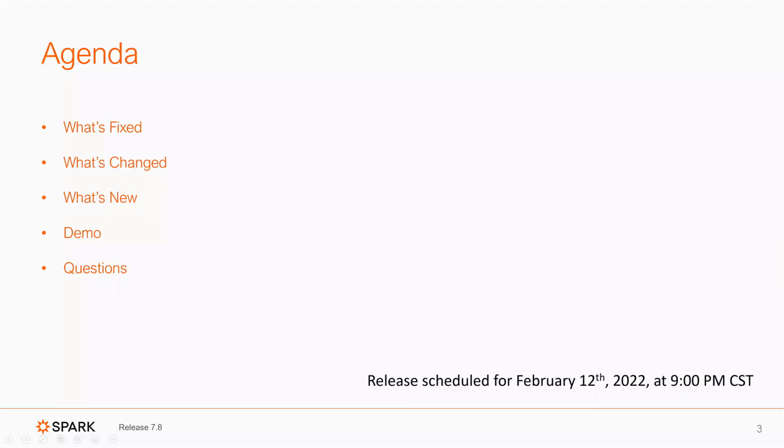Here's our agenda for the day. We're going to start out with what's been fixed in 7.8. We'll talk about what's changed. We're going to give an overview of what's new, and the majority of that time is going to be spent on some improvements that we've made to the information request process. Tanner's going to give us a demo of some of the big new features, and then we will have time for questions at the end.